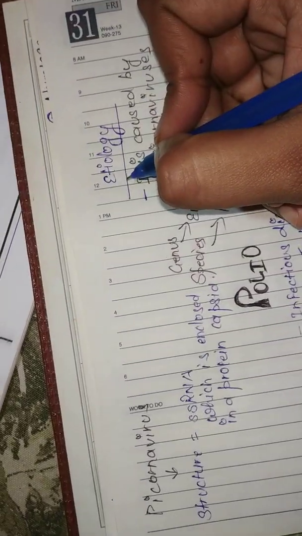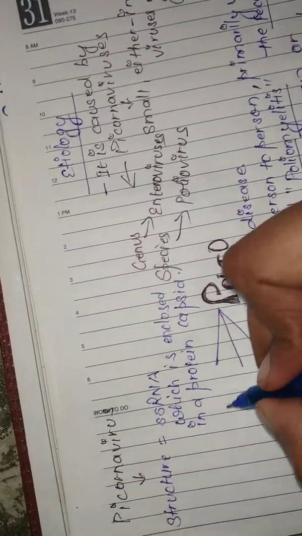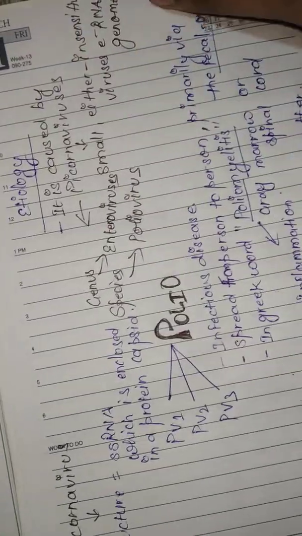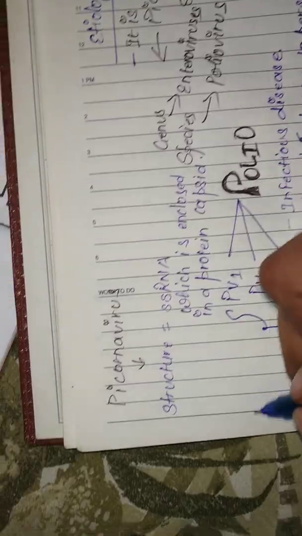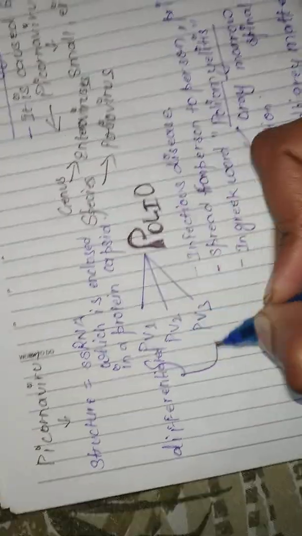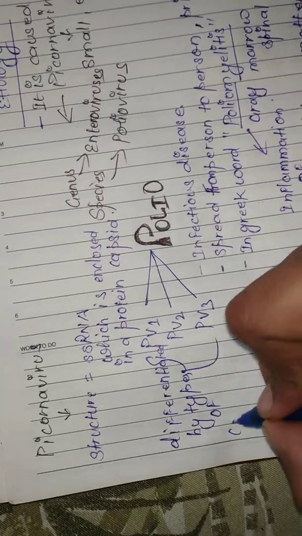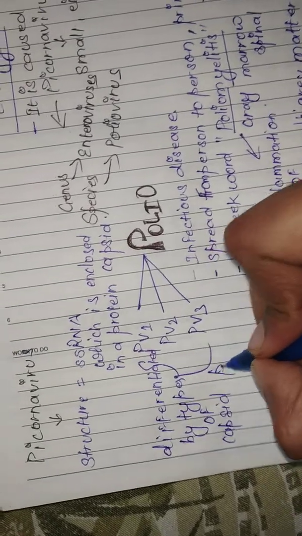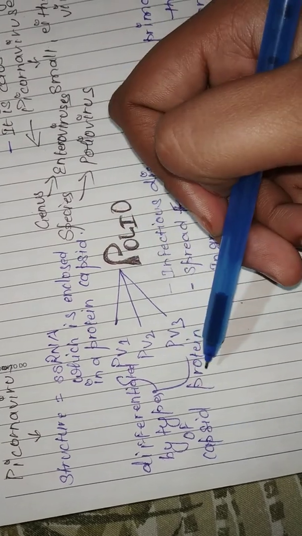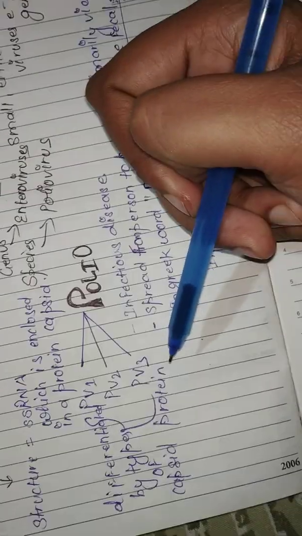There are three poliovirus serotypes. The first one is PV1, the second one is PV2, and the third one is PV3. They are differentiated by the types of capsid proteins. What I want to say is that these three serotypes are differentiated on the basis of which type of capsid protein is present in them.